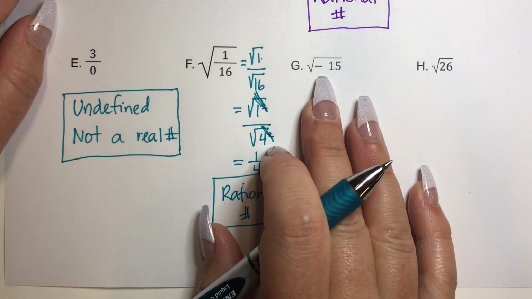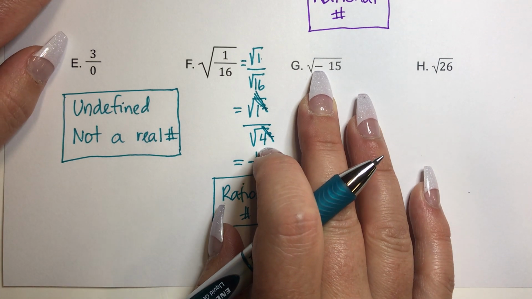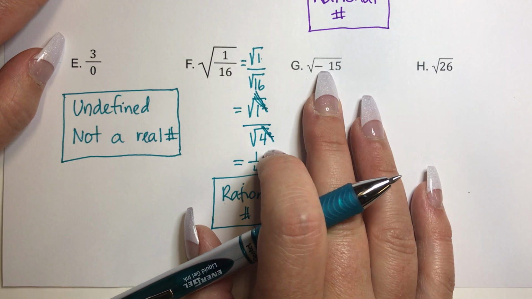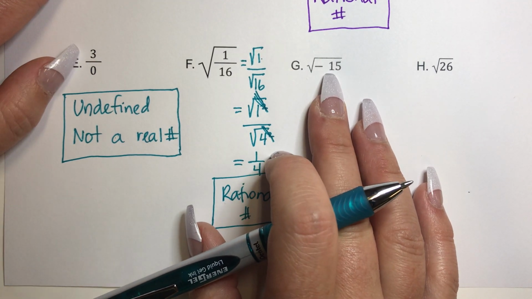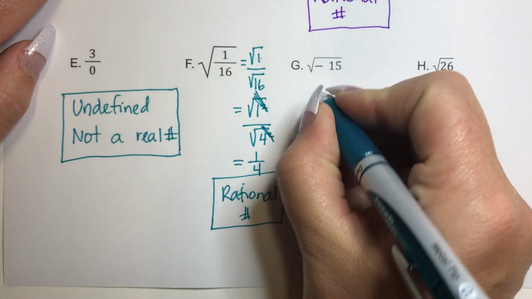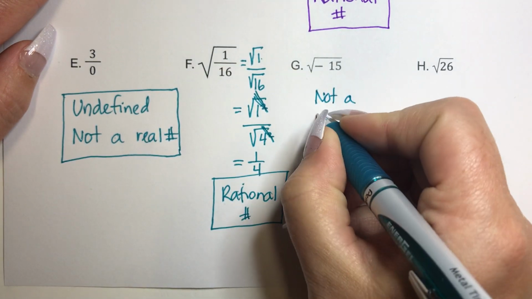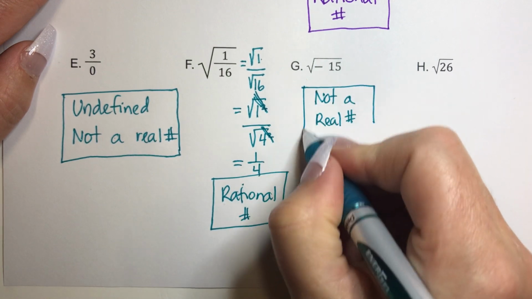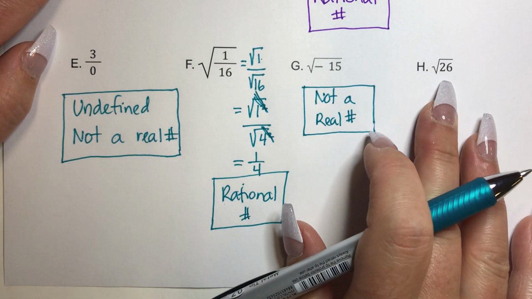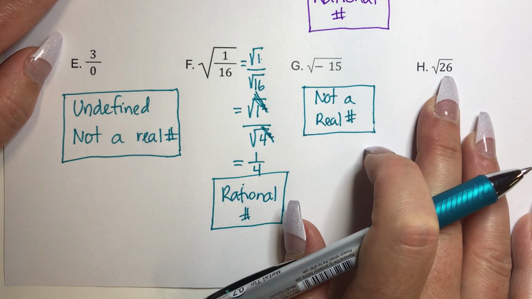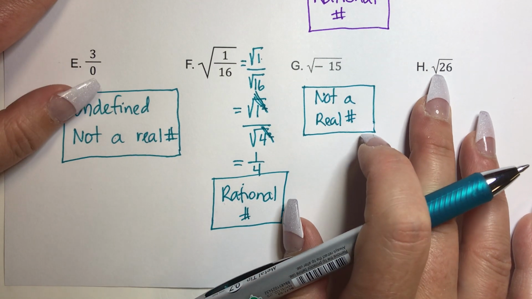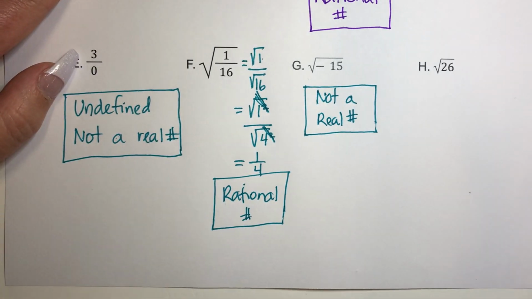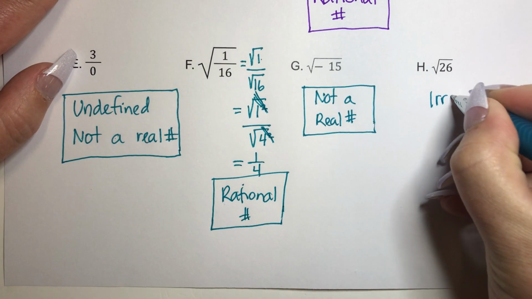Okay, let's go on to G. So we have a square root of a -15. So that negative inside the square root means it's an imaginary number. So out of the 3, it's going to be not a real number. So if you got that right, great job. And then lastly, right here, square root of 26. 26 is not a perfect square number. So that means that this is going to be a number that's going to go on and on forever, which means it's going to be an irrational number.